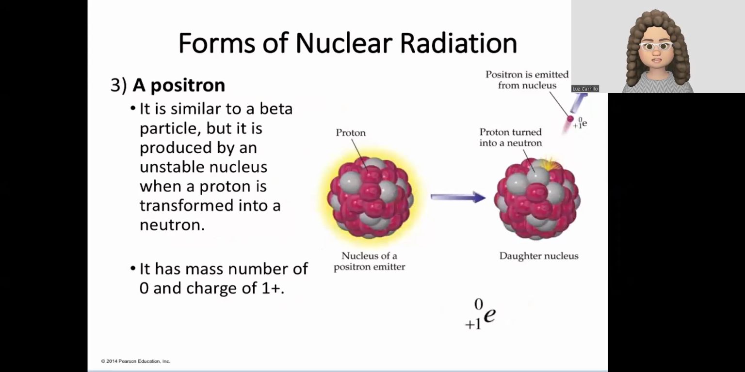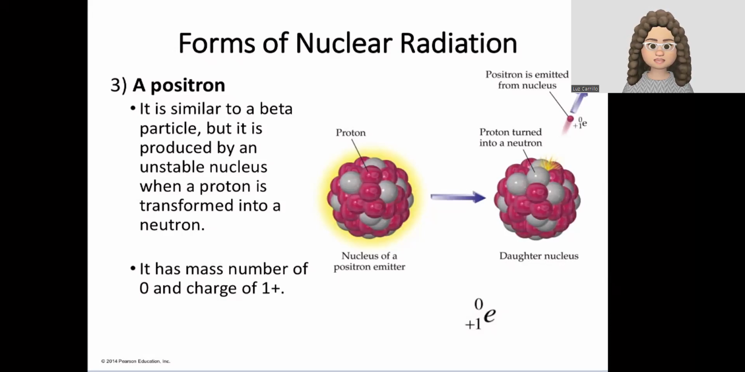A third type of nuclear radiation that you need to be familiar with is a positron. This is similar to a beta particle, but it is produced by an unstable nucleus when specifically a proton is transformed into a neutron. Overall, understand that a positron has a mass number of 0, and the charge of a positron is going to be +1.